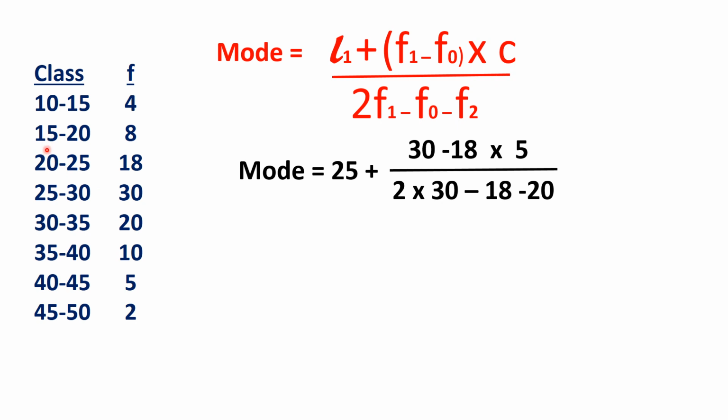Class interval is, say, 25 to 30. The class interval is 5. So into 5 divided by 2 into F1, which is already taken 30, that is given here, minus F0 is 18. So 18 is given, minus F2. F2 is the frequency of the class just after the model class. So it is 20. So that 20 is also taken. So the formula is completed. Now the calculation is left. Mode is 27.73 in the case of this given series.